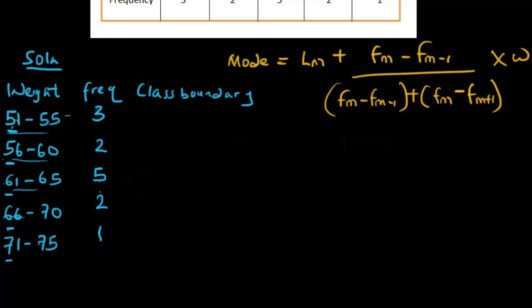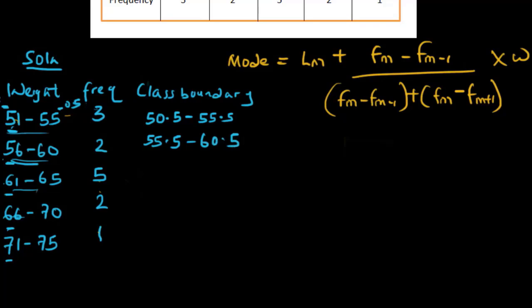Now to get the class boundary, all we need to do is to subtract 0.5 from the first number and then add 0.5 to the second. Do you understand? So if I subtract 0.5 from 51, I should have 50.5. So I have 50.5 to 55.5 because I add 0.5 to 55. I do the same thing to this one, so I should be having 55.5 to 60.5.